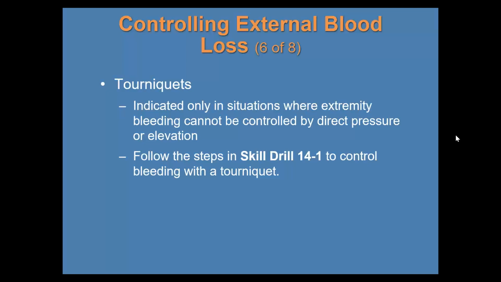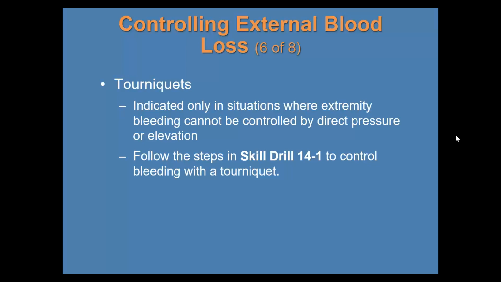And so it's important to understand that a tourniquet is a first line device. Like I said, if it's something that can be controlled by direct pressure or elevation, that's great. But we're not going to wait too long in order to put that tourniquet on there. All right. So if it is life-threatening bleeding, go ahead and put the tourniquet on first. If it's marginal bleeding and it just won't stop, then we may have to put a tourniquet on.